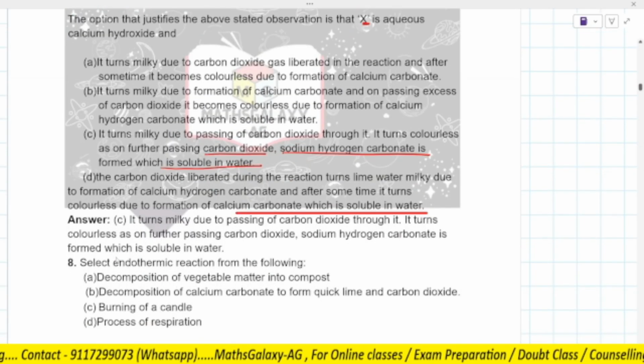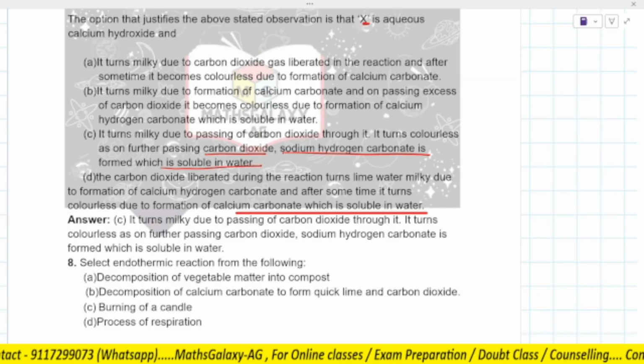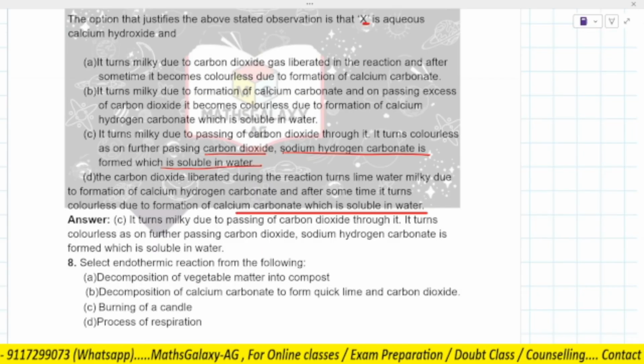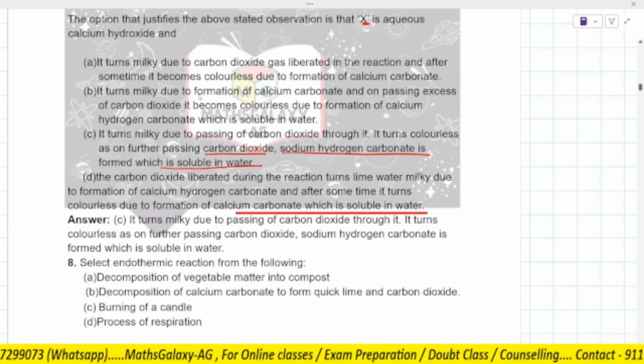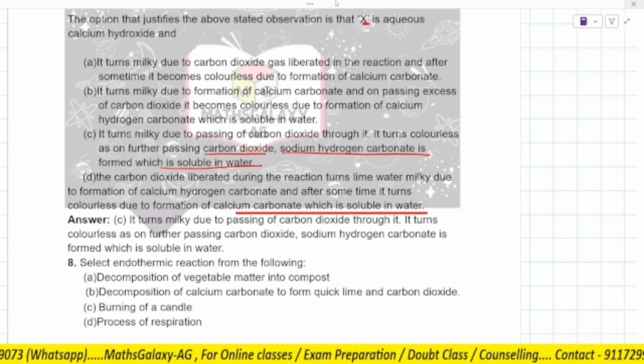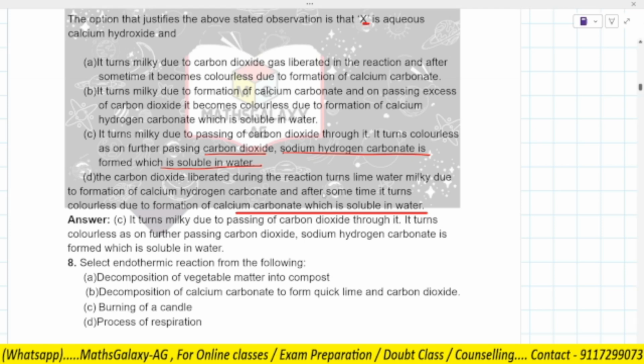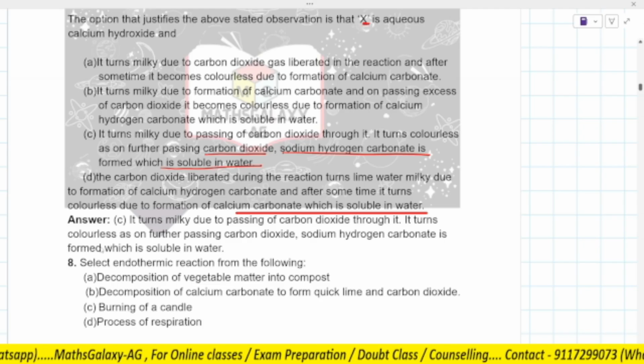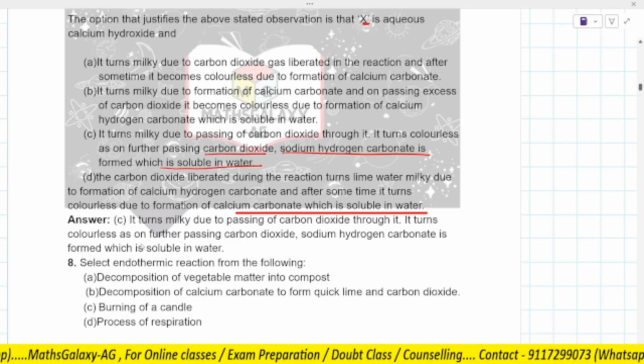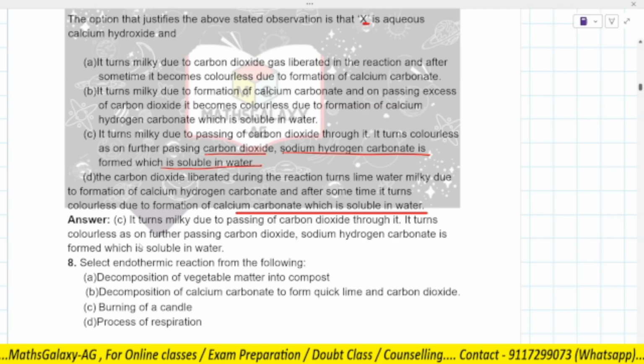So here the explanation is that it turns milky due to passing of carbon dioxide through it. It turns colorless on further passing carbon dioxide, as calcium hydrogen carbonate is formed which is soluble in water. So it will become colorless.